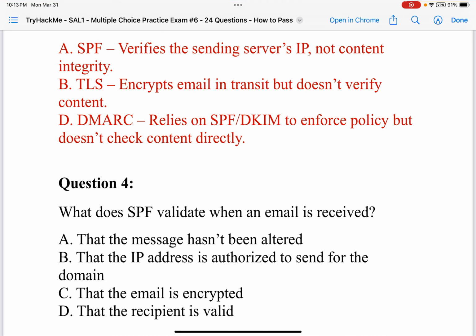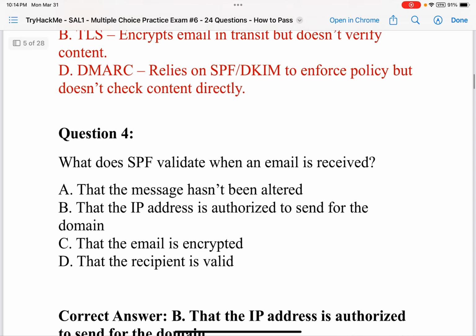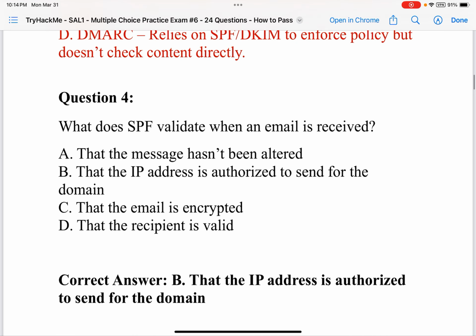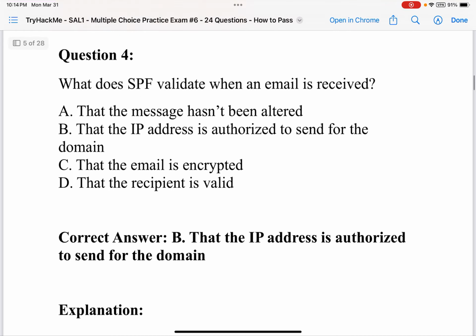What does SPF validate when an email is received? A. That the message hasn't been altered. B. That the IP address is authorized to send for the domain. C. That the email is encrypted. Or D. That the recipient is valid. Correct answer, B. That the IP address is authorized to send for the domain.